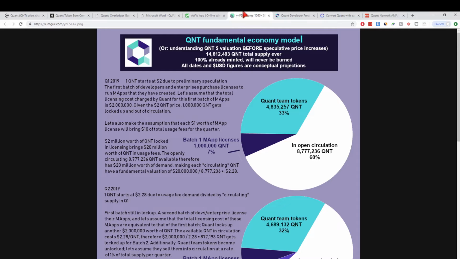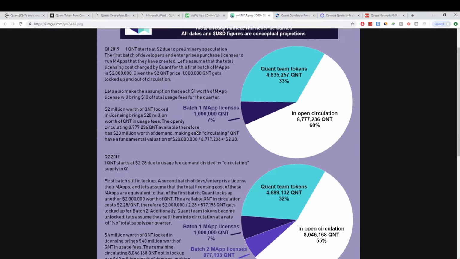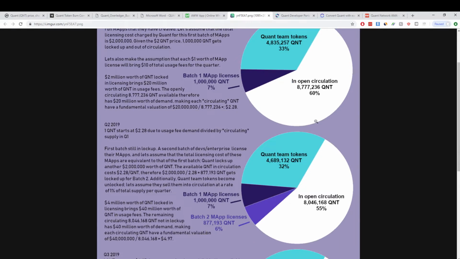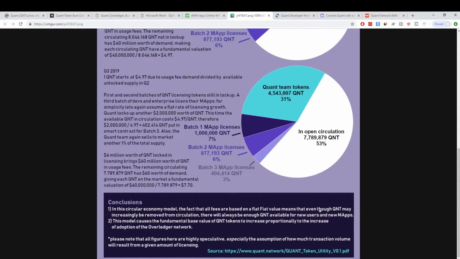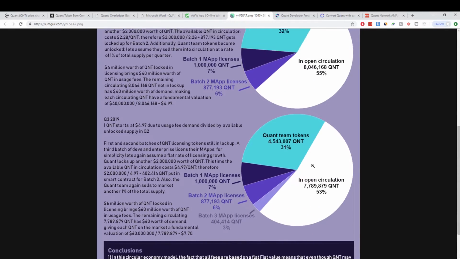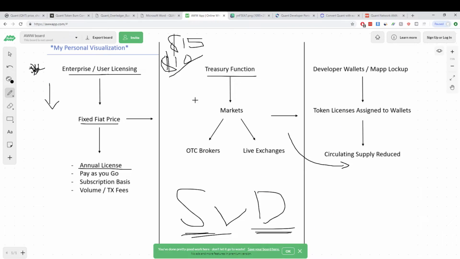Now, someone in the community actually did this diagram here, and I will link this. I won't go through it all, but it actually shows how this model would work. You can see here in batch one, as we were saying, 1 million tokens are taken out. In open circulation now, there's only 8.7 million. And let's say they go through the whole pricing thing and how it's taken out, and circulation slowly drops over time, which is pretty huge. I will link that. But this is pretty exciting to me.